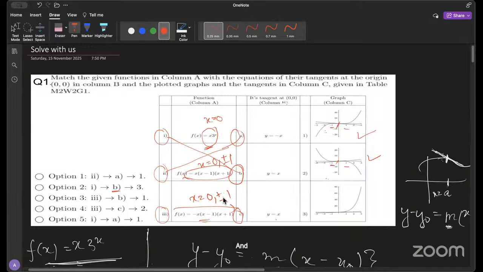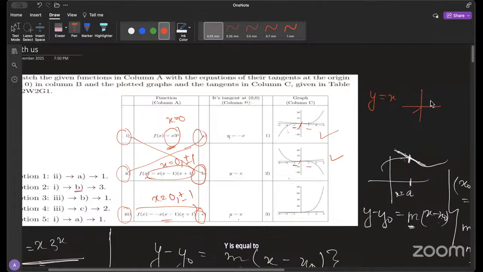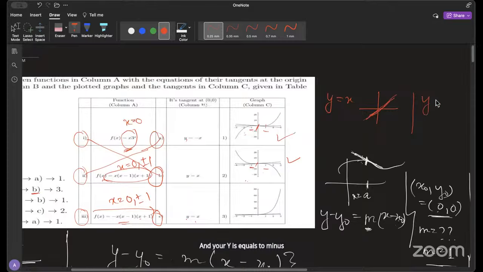And that means these two have to be mapped to these two, right? But how do we decide? One very easy way to decide this thing is just looking at the tangent. So this one is this, right? One has a tangent y equals x. This one has a tangent y equals minus x, and this one has a tangent y equals x. y equals x line, what does it look like? y equals x line looks like this, right? And your y equals minus x line looks like this.